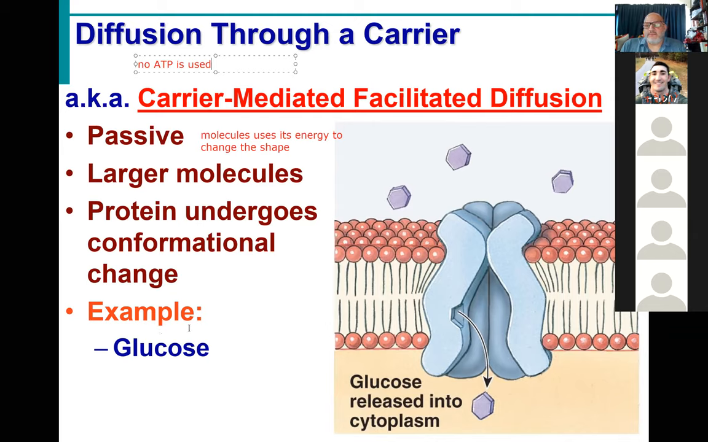Questions on that? So those are our three, or again, depending on how you want to think of it, four passive pathways into a cell: simple diffusion for molecules, simple diffusion of water or osmosis, channels, and carriers. Questions on that?